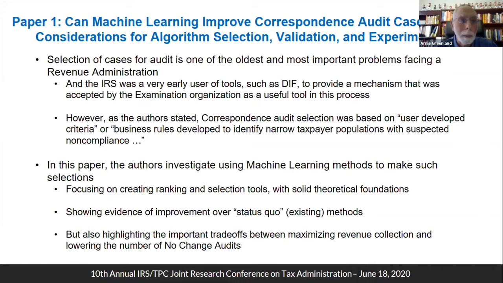And I strongly believe that machine learning is a great way to go. And so the paper focuses on creating ranking and selection tools with solid theoretical foundations, showing evidence of improvement over the status quo, which we saw in the presentation, and I'll talk a little bit more about, but highlighting this important trade-off between maximizing revenue collection and lowering the number of no-change audits. But at this point, I'd like to make one comment about the equality of those two metrics.